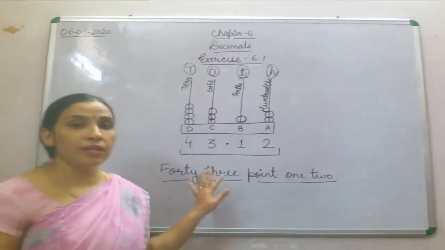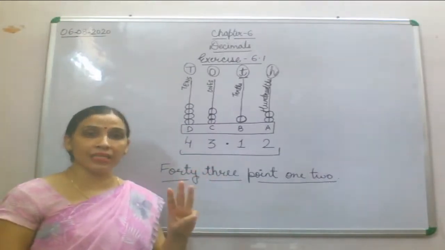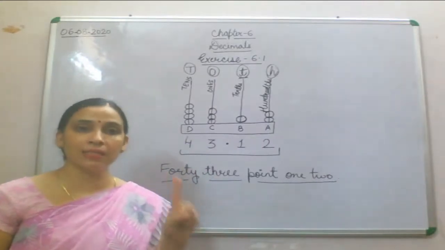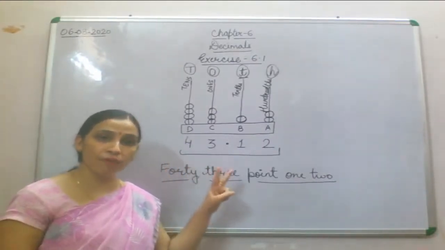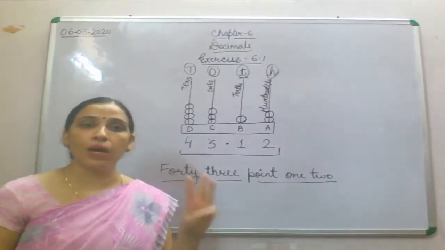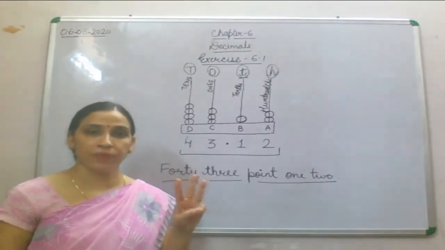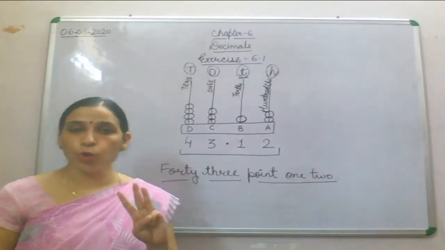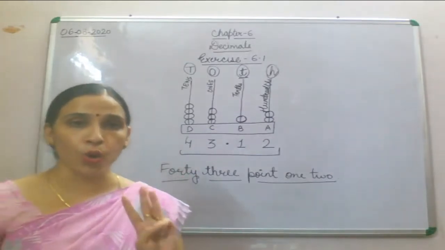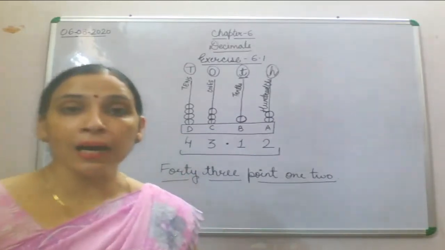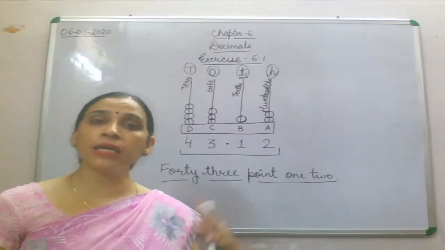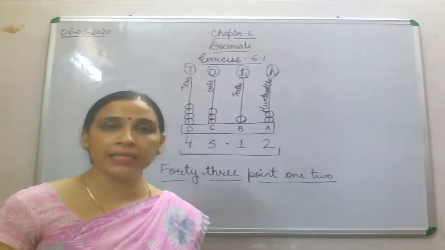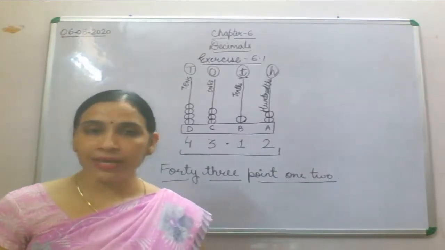Now what we have learned in this, we have learned three things. First, how to represent a decimal number on the abacus. Second, how to write it in decimal form. Third, how to write it in words. So children, I hope it is clear to you all how to represent it. I am not going to erase this abacus, because we are going to use it again in the next question.